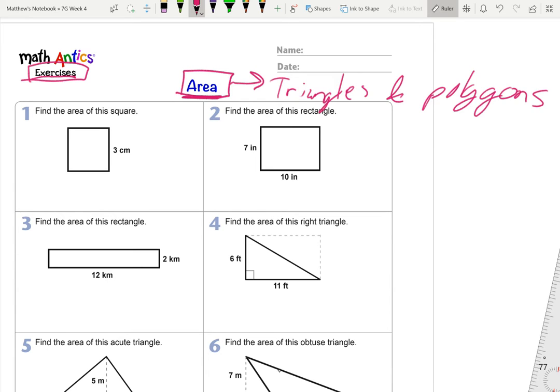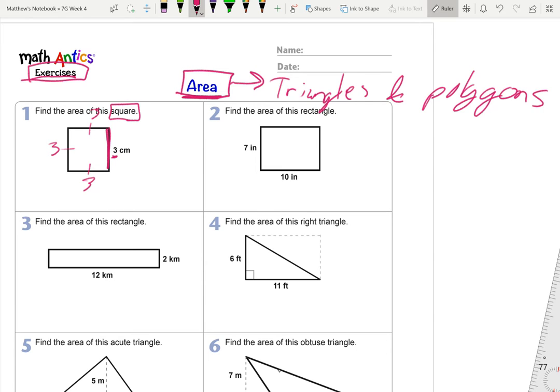It says find the area of this square. Well, you guys do pretty well with this. And right now we're given that this side length here is 3 centimeters long. And I don't have the side lengths for the rest of the sides, but since it's a square, we know that all the side lengths are the same. So we can put in 3, 3, and 3.